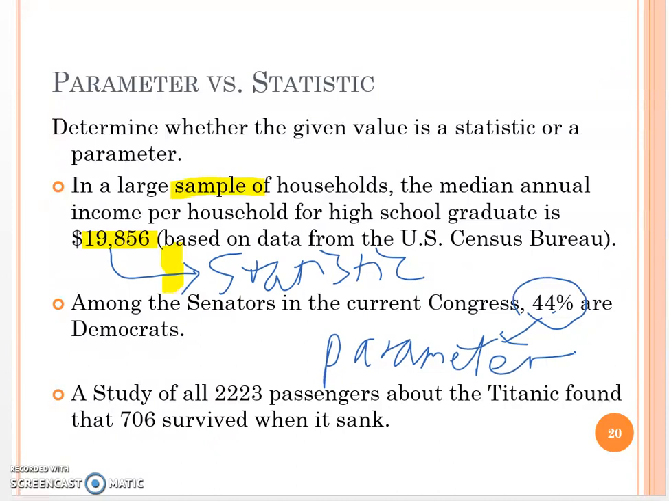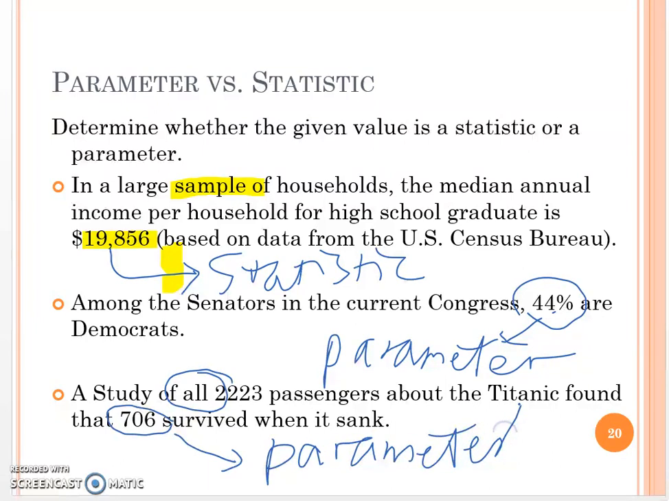Next one, a study of all 2,223 passengers found that 706. So 706 comes from the population. This is going to be a parameter as well. So the way you identify a statistic and a parameter is looking for whether it comes from a sample or comes from a population. Usually population is referring to all.